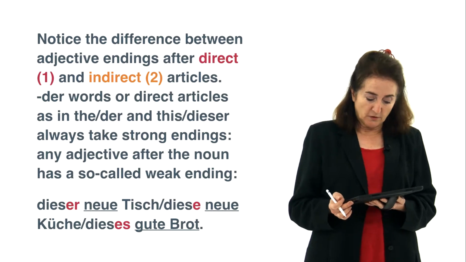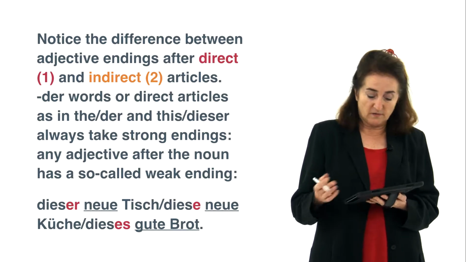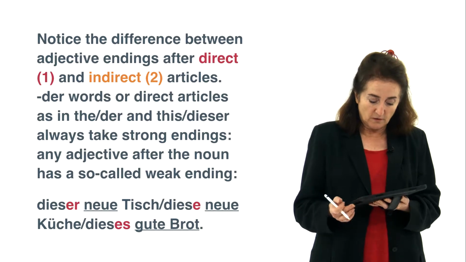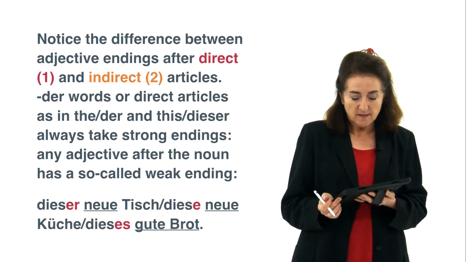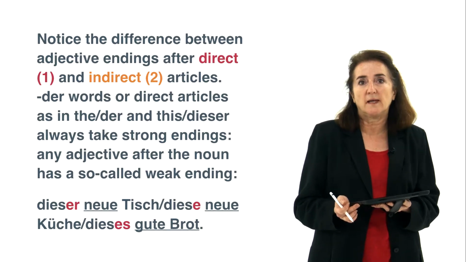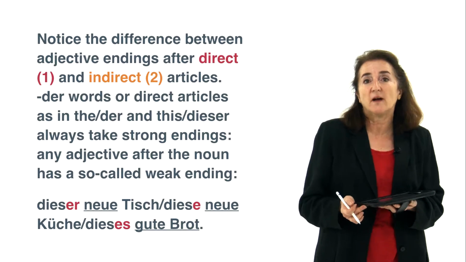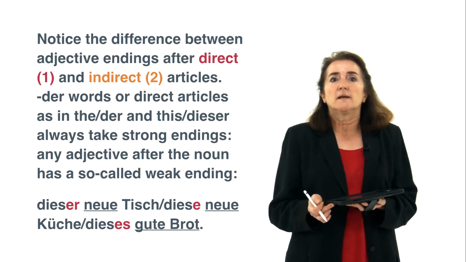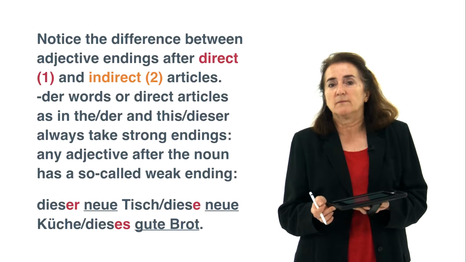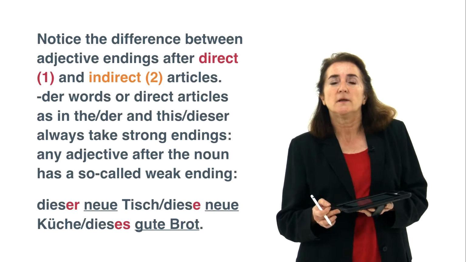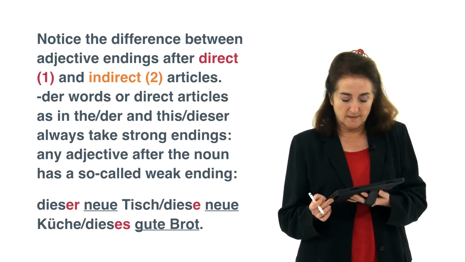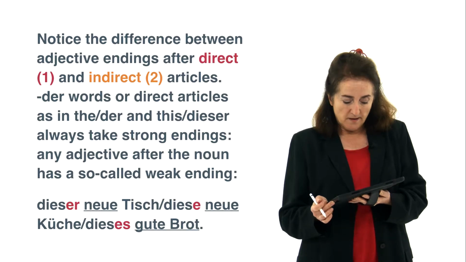Der words or direct articles are the same as in der for the and this, dieser, and they always take strong endings. So any adjective after the noun has a so-called weak ending, which is the one that doesn't change. The strong endings are the ones that one has to learn.